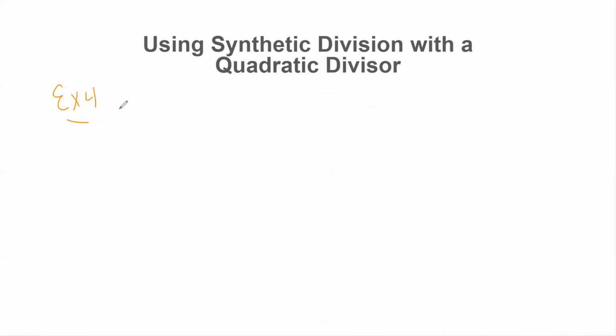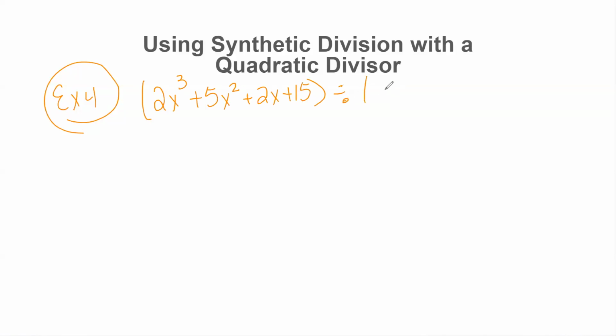And I have one more example where the beginning number is not a 1. So this is my final example, example 4. Find it. Got it. I have 2x cubed plus 5x squared plus 2x plus 15 divided by 2x squared minus x plus 5. There's a 1 there. Okay, but there's not a 1 in the beginning. So we need to divide that whole divisor by 2. So that will give us 1x squared minus half x plus 5 halves.